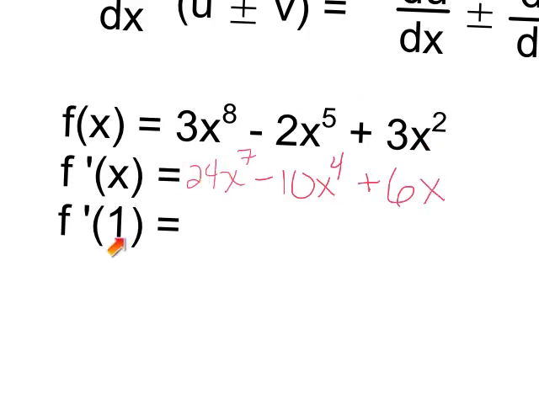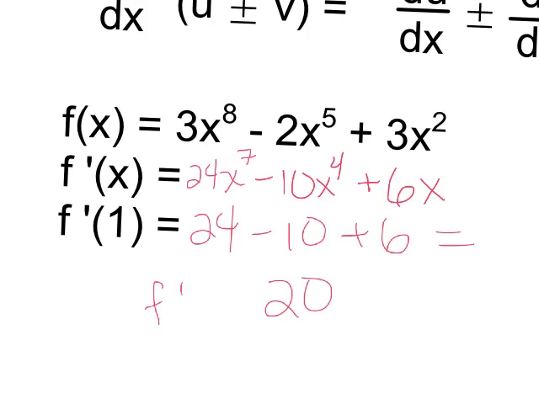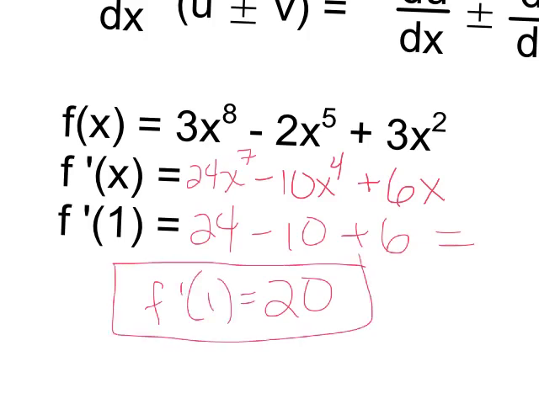That's what this says. Find the slope of the tangent line at x equals 1. Often on the AP exam they have you plugging in 1 or negative 1 because it's really easy to plug into nasty polynomials like this. Equals 24 minus 10 is 14. 14 plus 6 is 20. So f prime of 1 is 20. That's the slope of the tangent line at x equals 1.